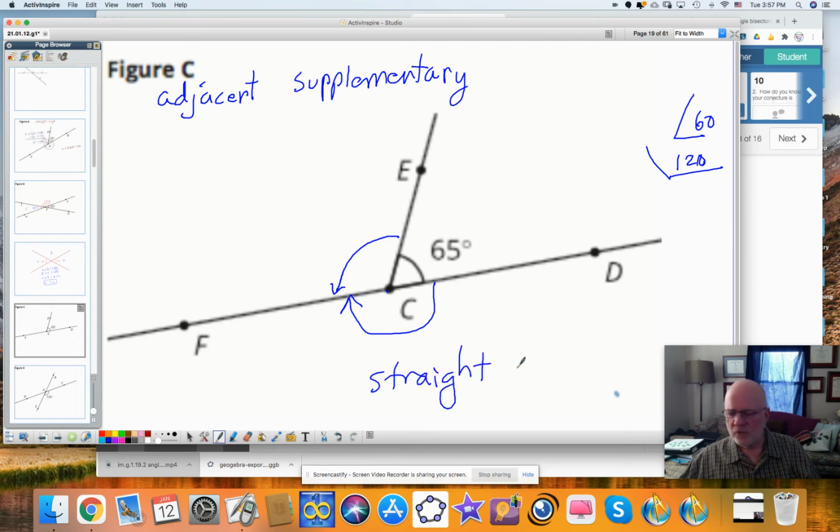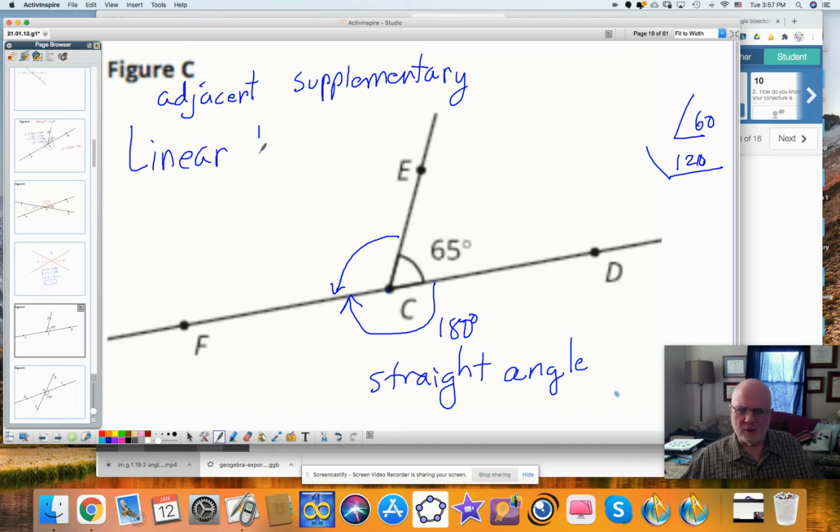You may be used to acute angles between 0 and 90, right angles equal to 90, and obtuse angles between 90 and 180. If it's equal to 180, it's called a straight angle. If it's more than 180, it's called a reflex angle. Now, we don't talk about reflex angles very much. But these adjacent supplementary angles are what is called a linear pair.